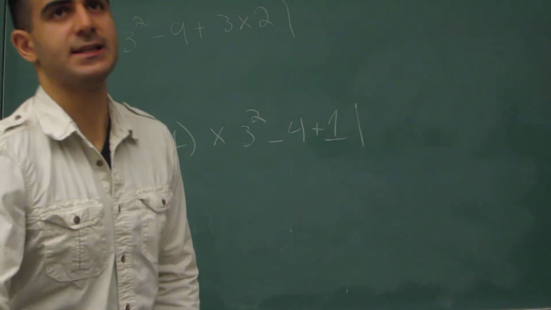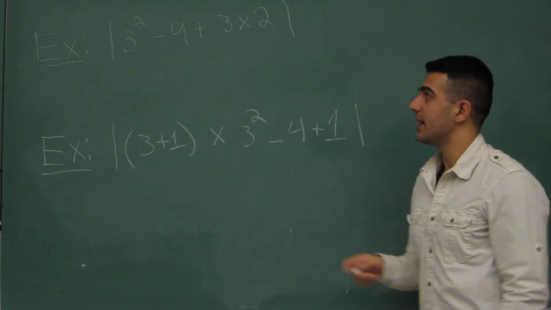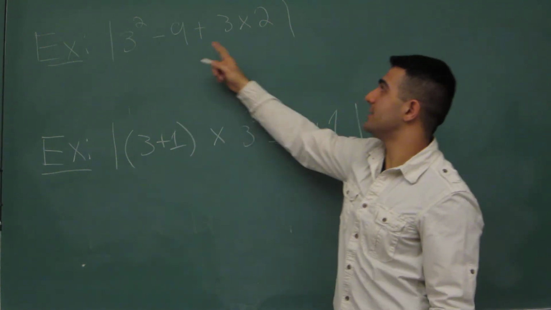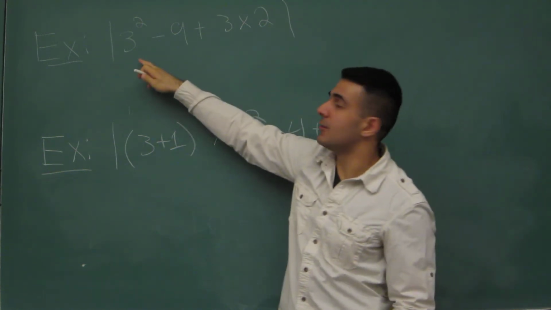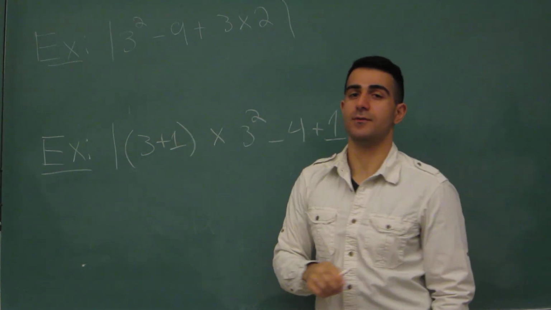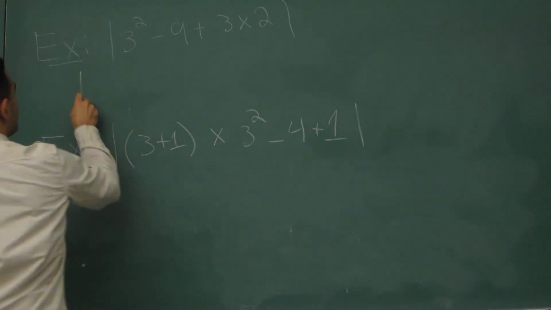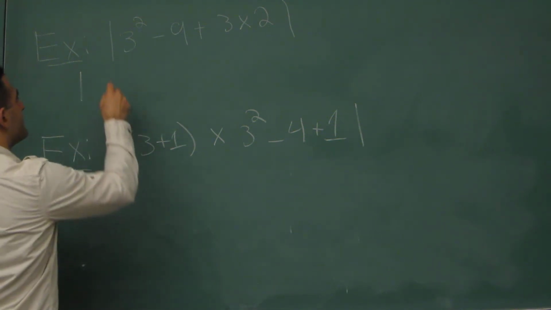Okay, we'll just do these last two examples. So the first one, we have 3 to the power of 2 minus 9 plus 3 times 2. Now, we know through BEDMAS, we have to evaluate the 3 to the power of 2 first. So we keep the absolute value symbol because we can still simplify.